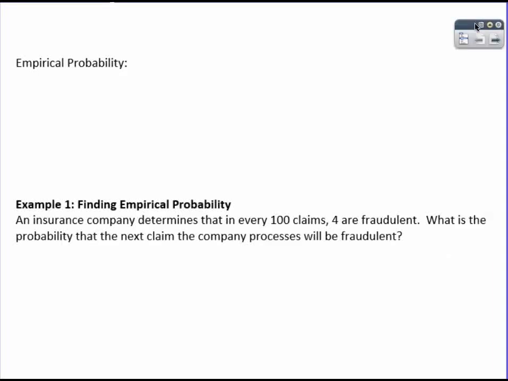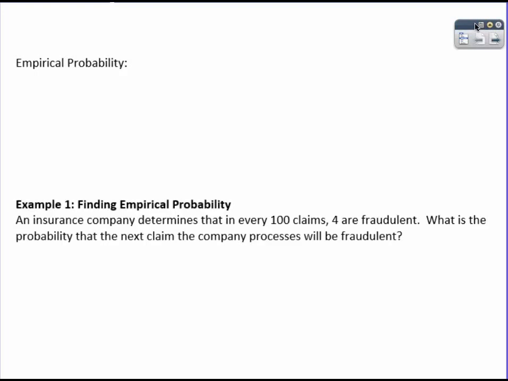Hey guys, today we're going to be looking at the second piece of section 3.1 from our textbook, picking up where we left off last time. In case you forgot, in class we were going over classical, also known as theoretical probability.